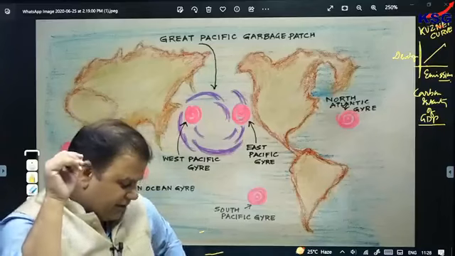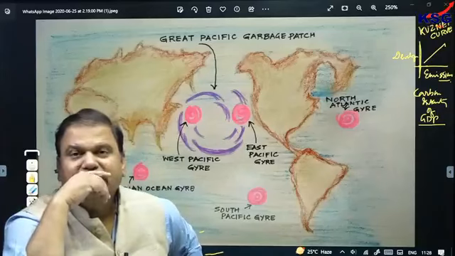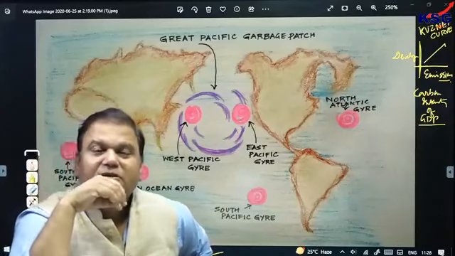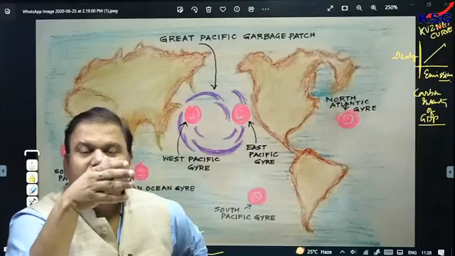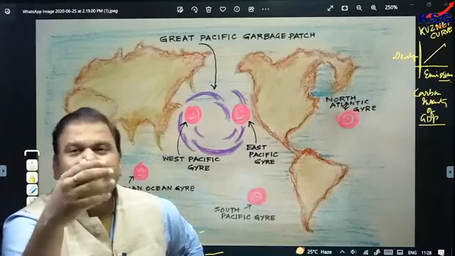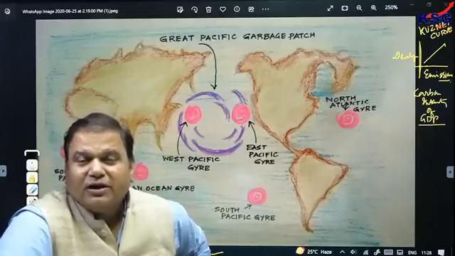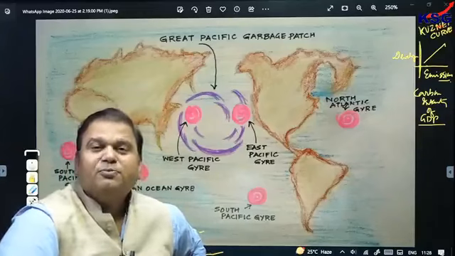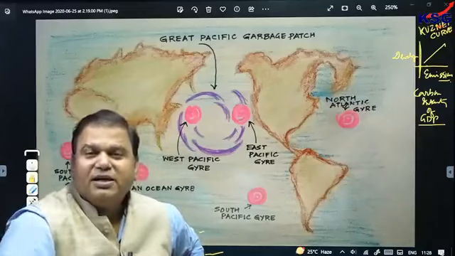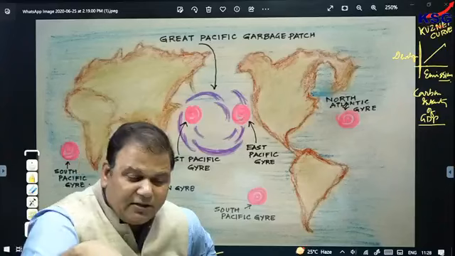And this waste present in this patch has been divided into three categories. The first category is macroplastic, which would have a diameter of more than 200 mm. The second is mesoplastic, which would have a diameter between 4.75 and 200 mm. And the third is microplastic, which would have a diameter of less than 4.75 mm. Clear?